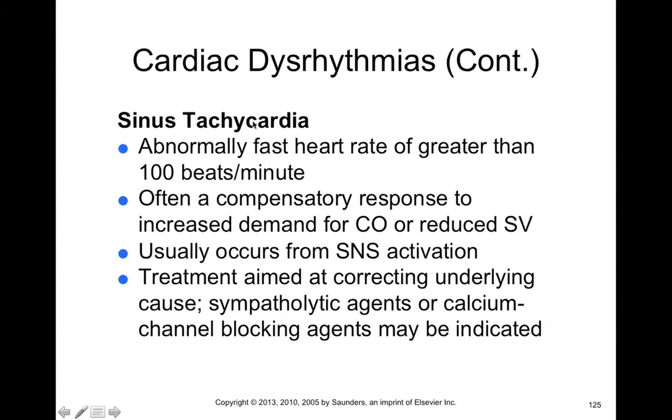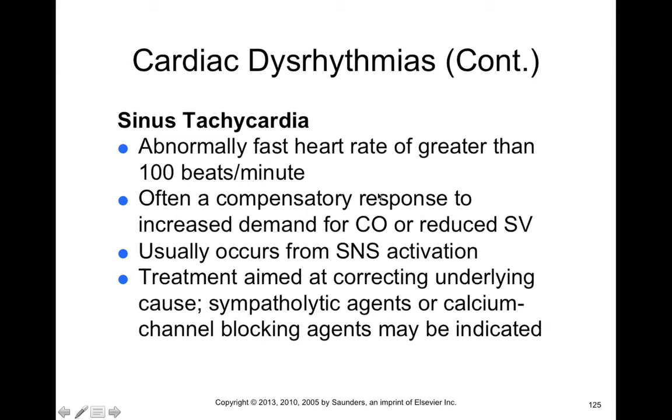Now, sinus tachycardia is an abnormally fast heart rate. We know that the intrinsic heart rate generated by the SA node is about 100 beats per minute. So if you have a heart rate faster than 100 beats per minute at rest, we call that sinus tachycardia. So if someone's resting heart rate is faster than 100 beats per minute, that's sinus tachycardia.